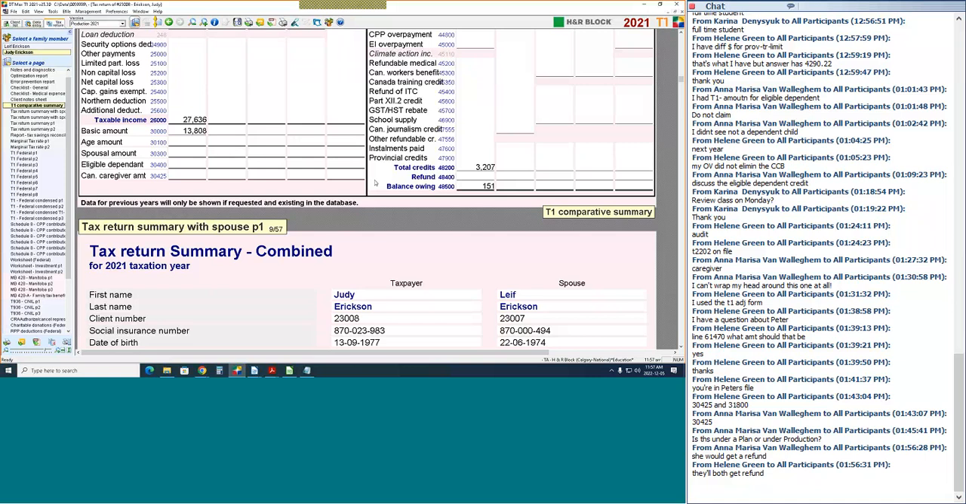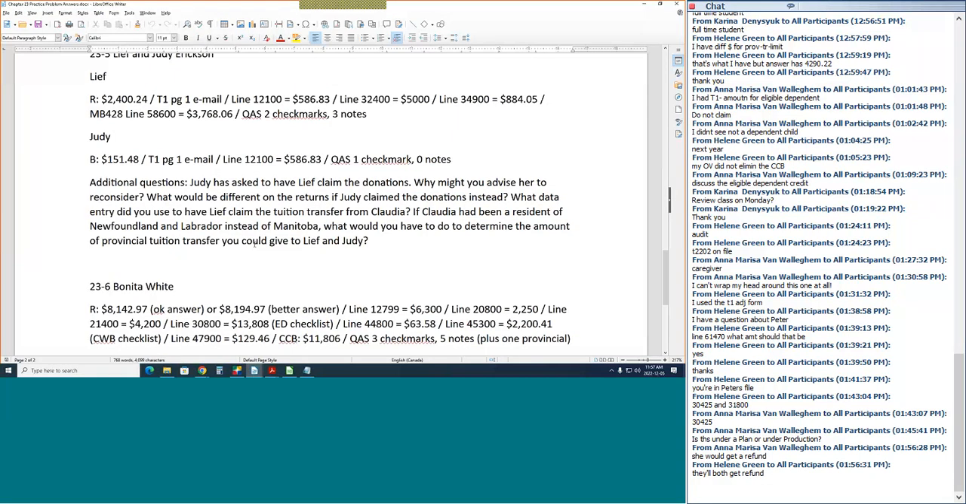And what I would do is check and see when you do it, what's the family difference? Are they getting the same amount between the two of them? And if you'd tried it out and tested it out, you'd see that they do. Okay. And then my next question was, what data entry did you have to use for Leaf for the tuition transfer? We did that already.